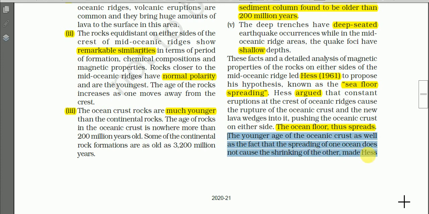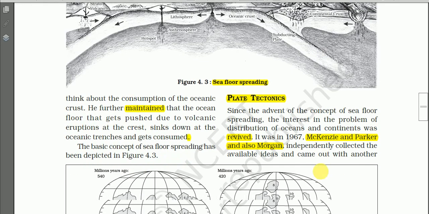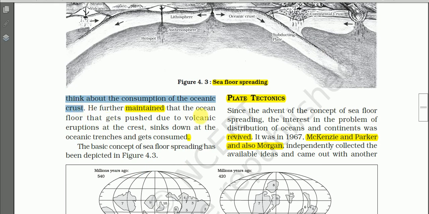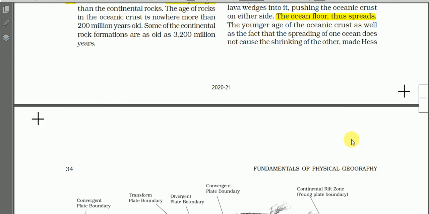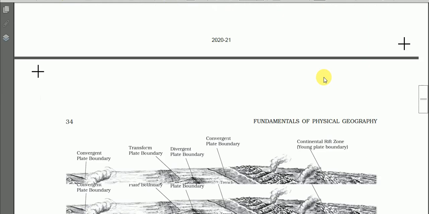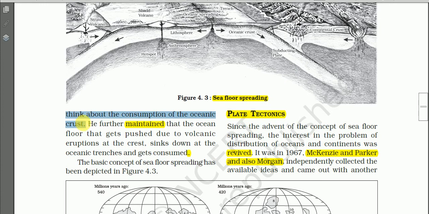The younger age of the oceanic crust, as well as the fact that the spreading of one ocean does not cause the shrinking of the other, made Hess think about the consumption of the oceanic crust. We have learned that the oceanic crust is much younger than the continental crust. When the oceans are spreading, the continents are not shrinking. The continents are not becoming smaller and smaller.